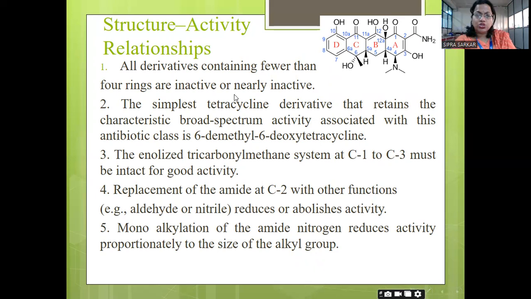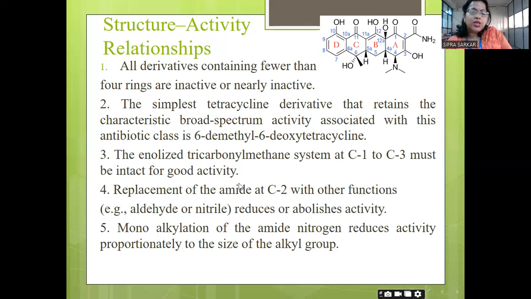That means at the 6th position, if it is demethylated or deoxytetracycline is there, one oxygen will be removed at the 6th position. So then it will have a broad spectrum activity. The enolized tricarbonyl methane system with C1 and C3. You can see the C1 and the C3. If the enol group is attached here, it is intact for very good activity.